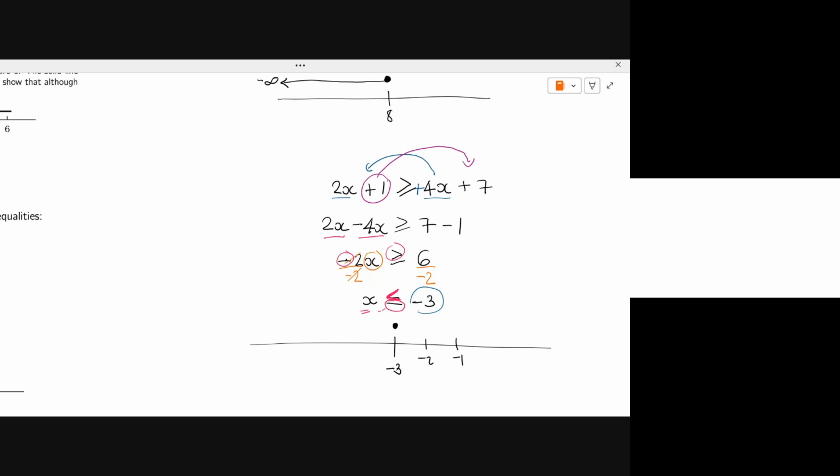-4 will be smaller, right? So it's all the numbers in this direction. Okay, so my arrow will have to be in that direction. Are we okay with that? It does take a bit of practice, I'll tell you.